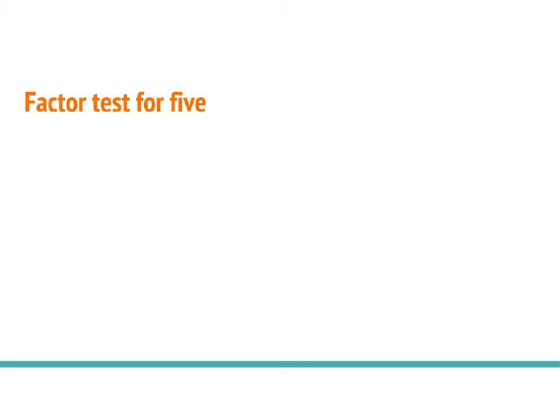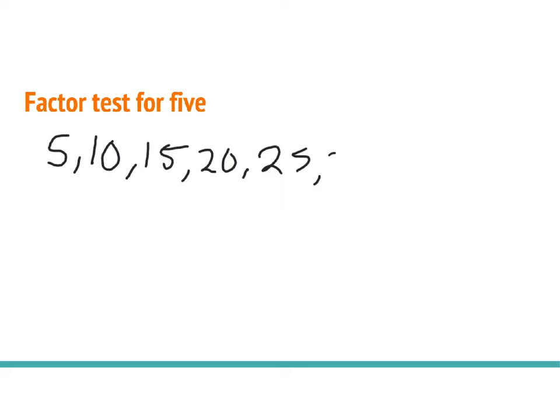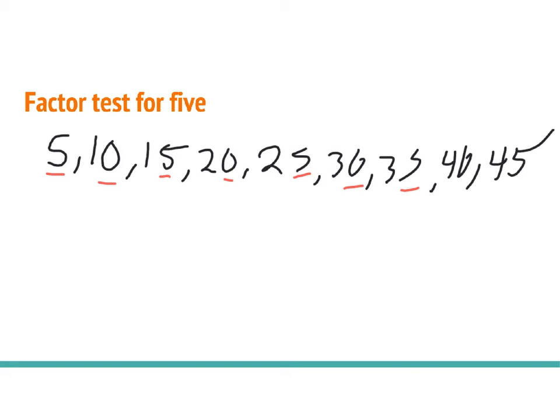Okay, final factor test. This one is an easy one. Multiples of 5. 5, 10, 15, 20, 25, 30, 35, 40, and 45. If you just look at these, you'll see in the ones place of every single one of them is a 5 or a 0. Every single one of them.